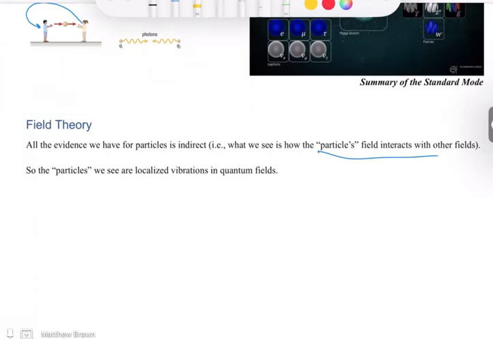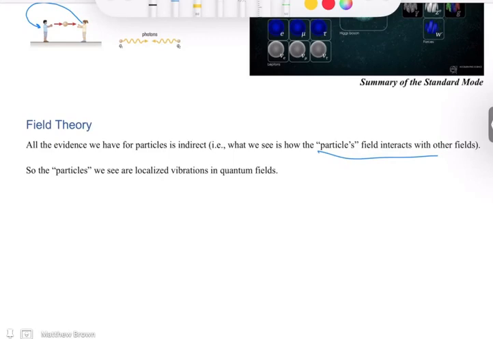But even at particle accelerators, when you see what comes out, you're just seeing these effects, how the field that it has interacts with these other things. If we don't see those interactions, how can we say there's a particle there, right? So there could be all kinds of other things that just don't interact in any way, and we have no way to detect them. So the particles we see are localized vibrations in quantum fields. Everything really is just fields. There are no particles. It's just fluctuating and changing superpositions of fields that influence each other.